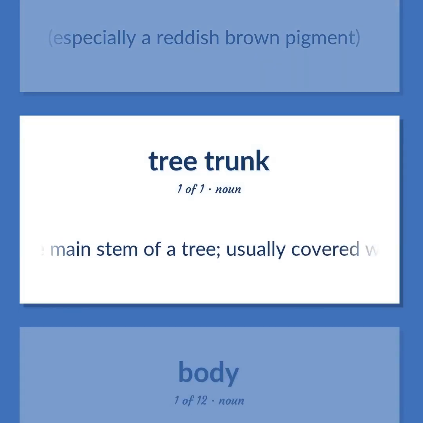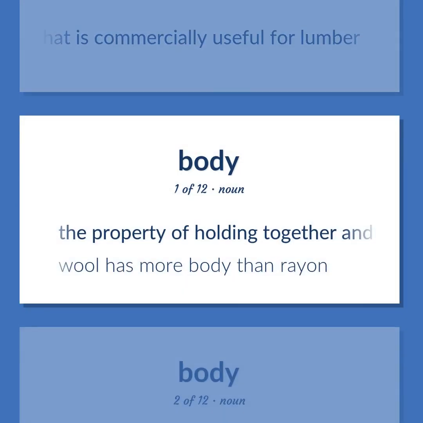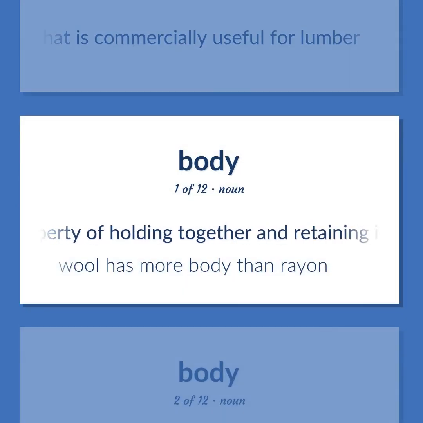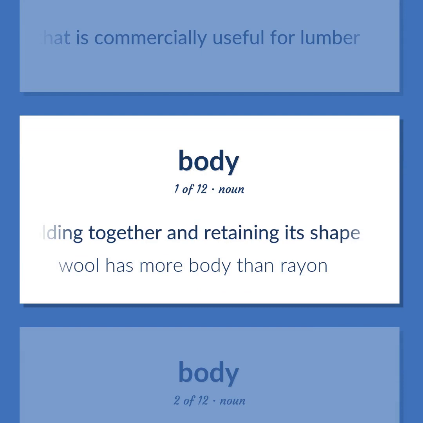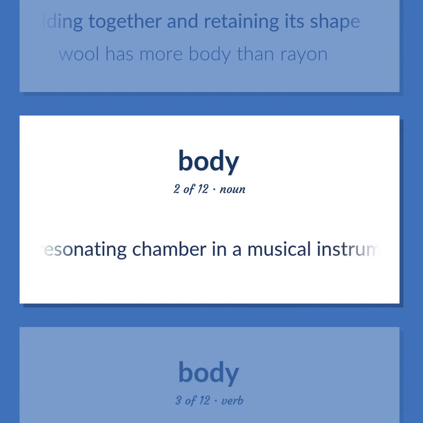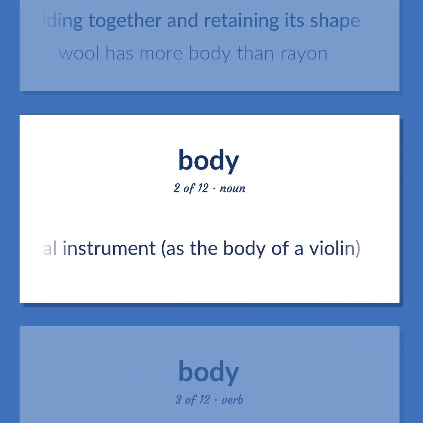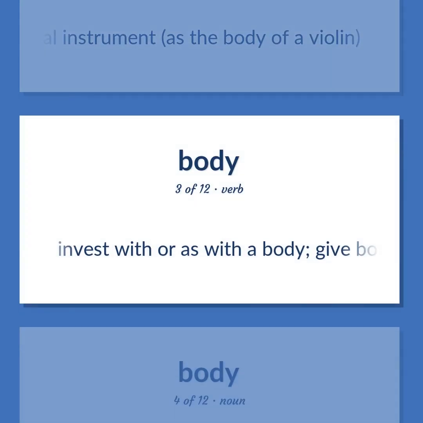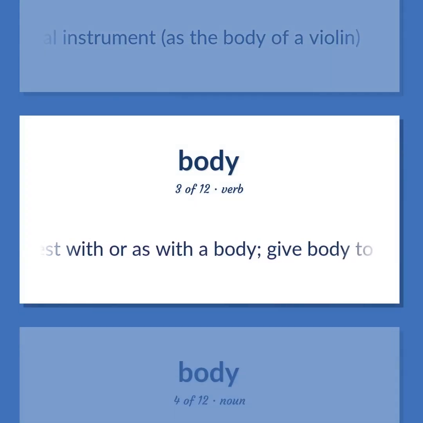The main stem of a tree, usually covered with bark. The bole is usually the part that is commercially useful for lumber. The property of holding together and retaining its shape. Wool has more body than rayon. A resonating chamber in a musical instrument, as the body of a violin. Invest with or as with a body. Give body to.